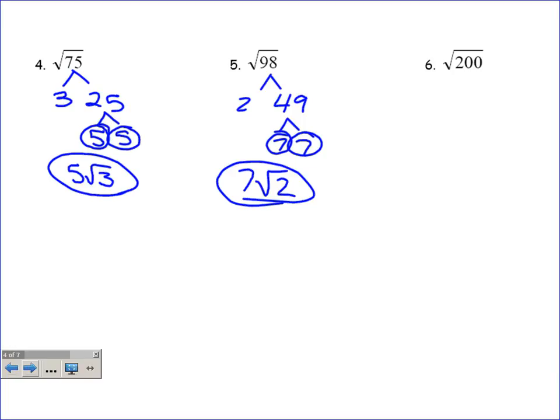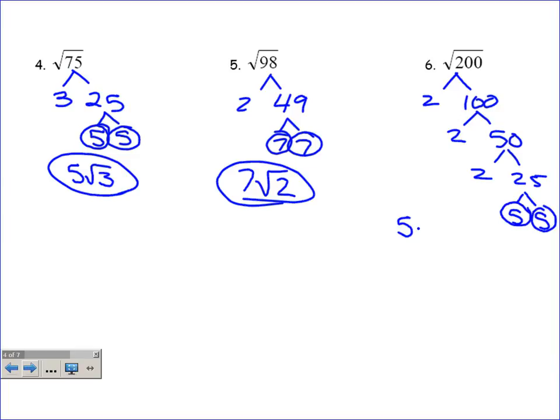Tyler Cox, 200. How does it get broken down? 2 times 100. What does 100 get broken down into? Okay, if you want to do that one, we can do it that way. 2 times 50. Sure, what does 50 get broken down into? 2 times 25. 25, what does it get broken down into? 5 times 5. Are there any pairs? Yep. What are my pairs? Okay, so there's a pair of 5s, so I can pull one out. Any other pairs?